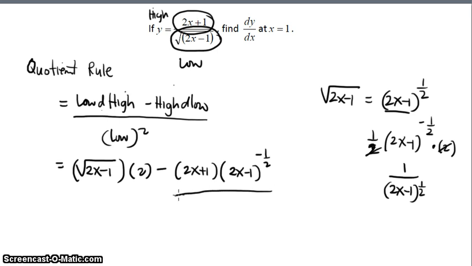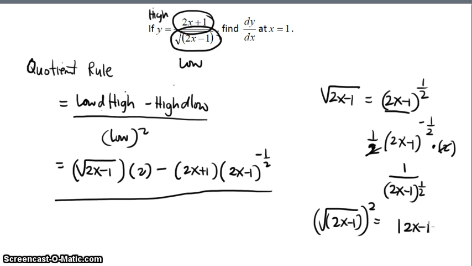Then everything over the low squared. When you square the square root of 2x minus 1, by definition, this is the absolute value of 2x minus 1. A square of the square root is equal to the absolute value of the expression inside. So this will become the absolute value of 2x minus 1. Now take note, this is finding the derivative at x equals 1.